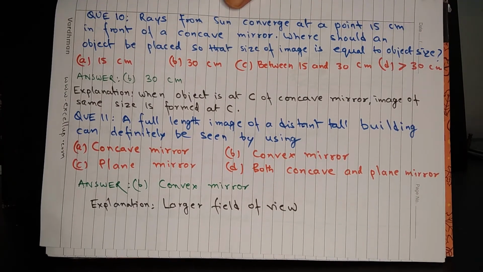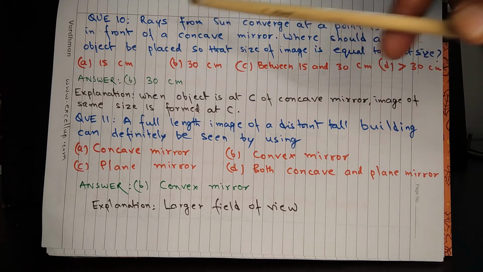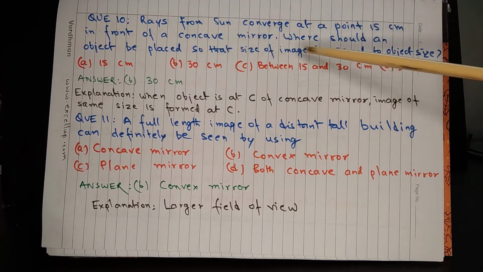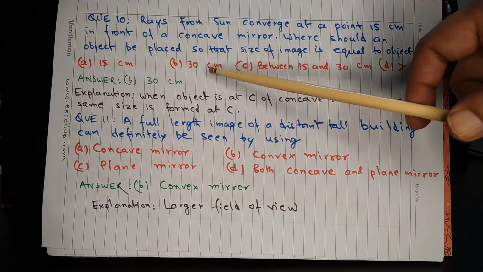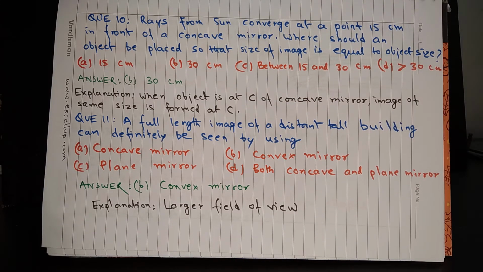Question 10. Rays from the sun converge at a point 15 centimeter in front of a concave mirror. Where should an object be placed so that the size of the image is equal to the object size? The options are A, 15 centimeter; B, 30 centimeter; C, between 15 and 30 centimeter; and D, greater than 30 centimeter. The answer is B, 30 centimeter.